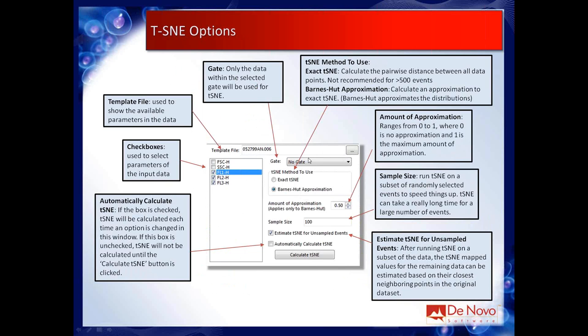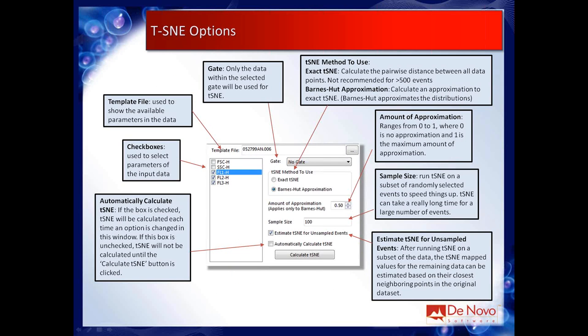You can apply a gate to the input data, so you'd be only performing tSNE on whatever data is inside your gate. We've got a choice here now between which tSNE method you want to use. You can use exact tSNE or a Barnes-Hut approximation. Exact tSNE is what I described just now in the algorithm, where you're calculating the distance between every single pair of points in your data space, so that you really know where everything is.